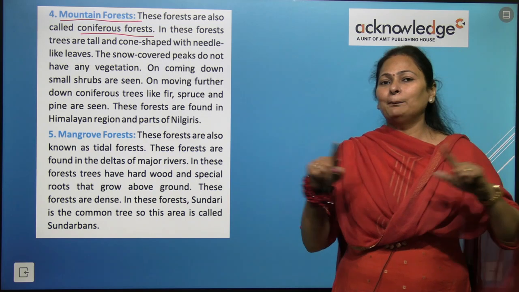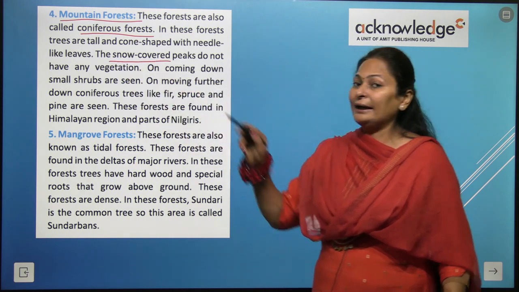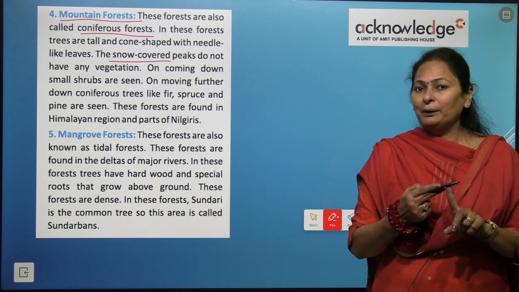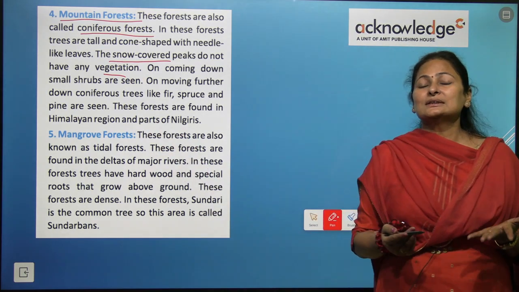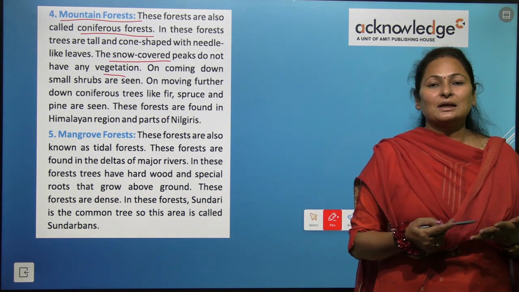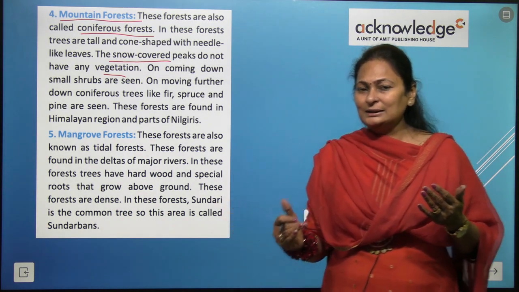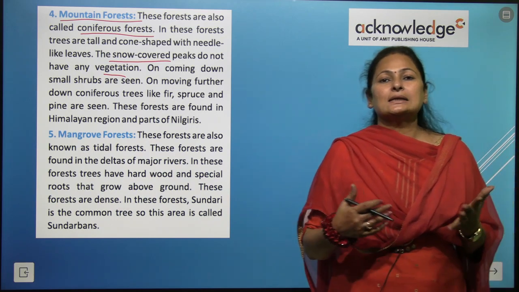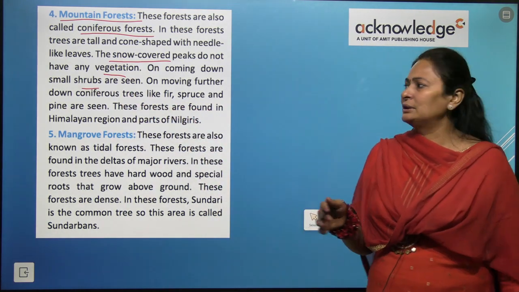Now, again, the Himalaya ranges. The first one is the Greater Himalaya that is covered with snow throughout the year, right? You remember that? So this range does not have any vegetation because it is covered with snow, right? On coming down, small shrubs are seen. Means the Lesser Himalayas, now we are coming down towards. So the middle one, down from the Greater Himalayas, is the Lesser Himalaya and here are only shrubs. You will find some shrubs there, right?